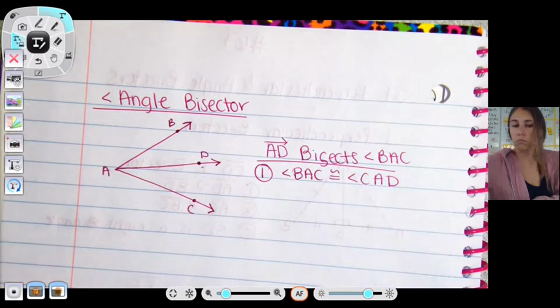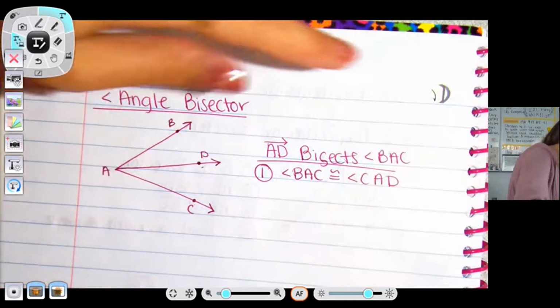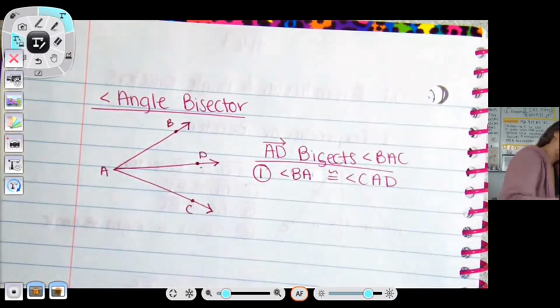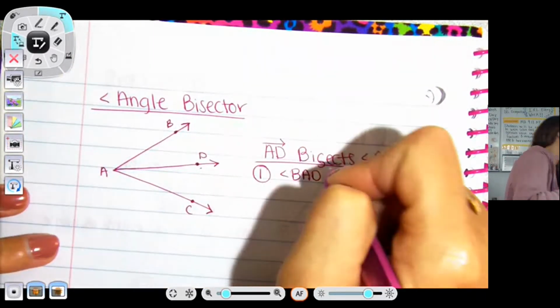Where's my whiteout? Here it is. We have to keep it close because I make mistakes a lot. BAD spelled bad. Angle BAD.